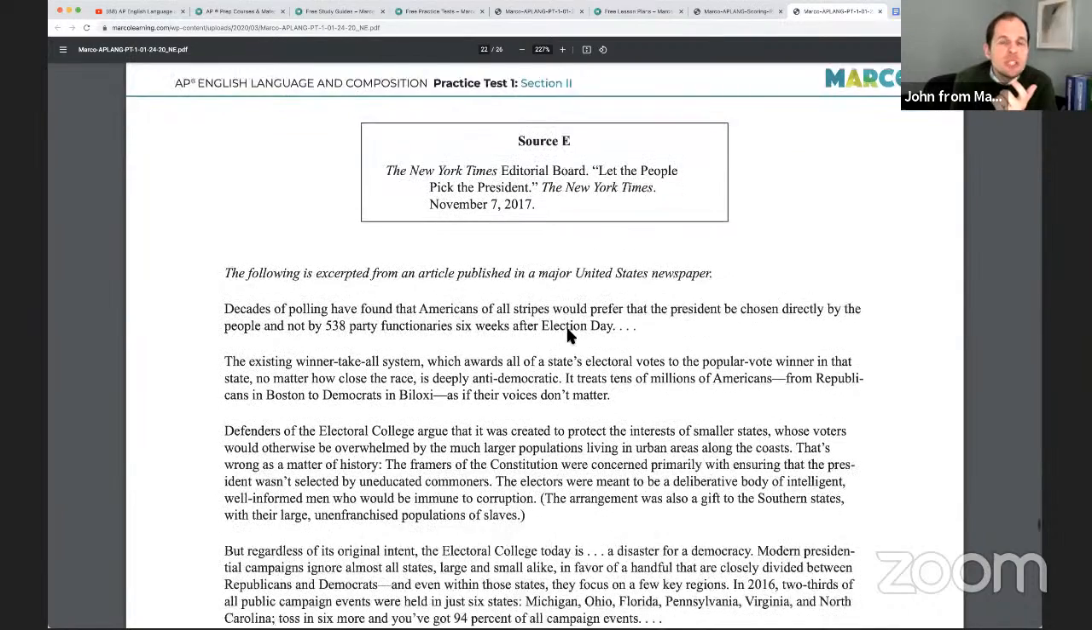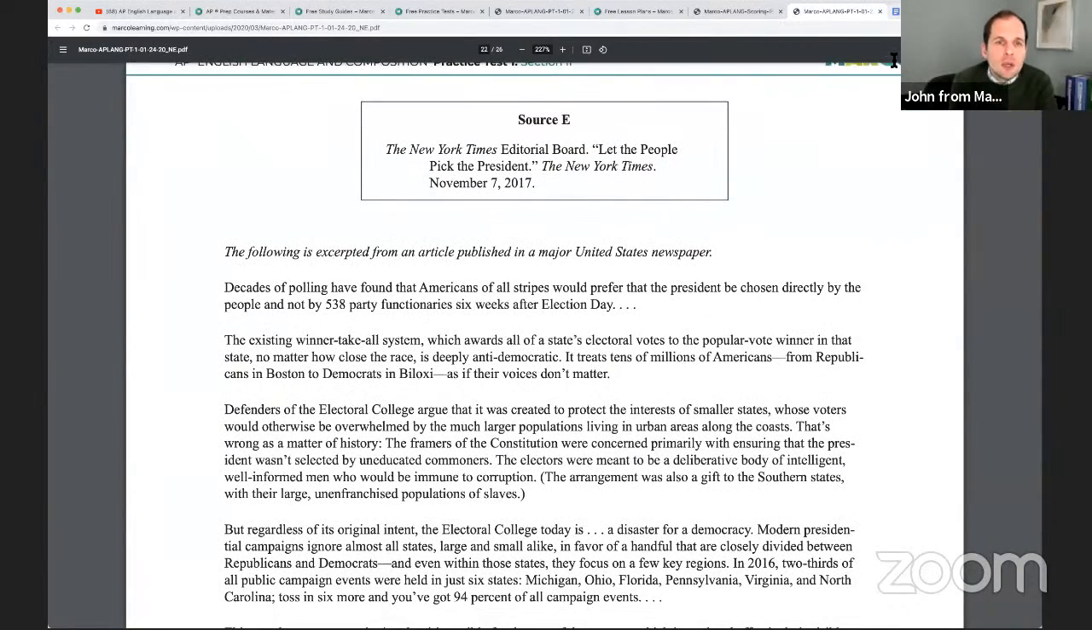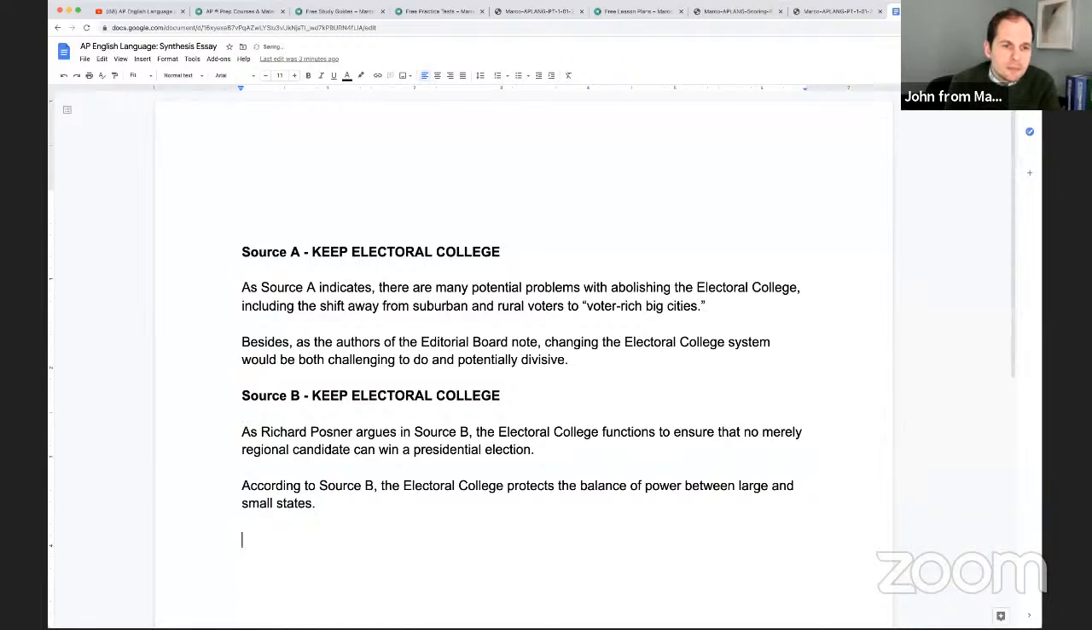Okay, so here's the New York Times editorial board. What are they saying? I'm going to go down and write source E, and I keep my notes separate like this because I can always come back. Source E, this is get rid of, abolish, electoral college. I can use an abbreviation too, something like EC, to get me through it.